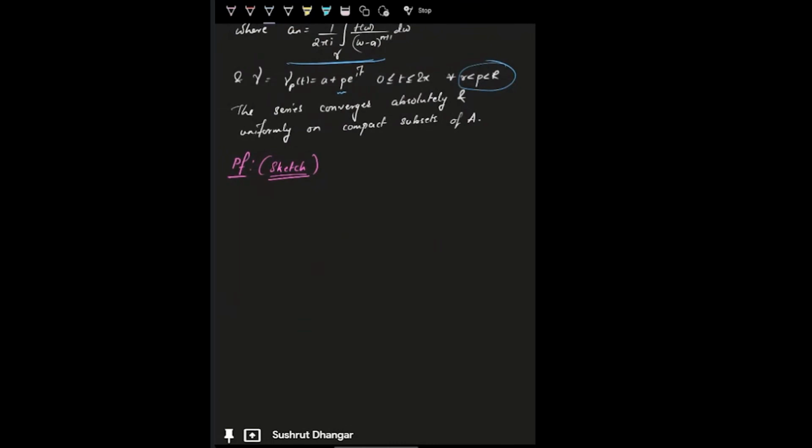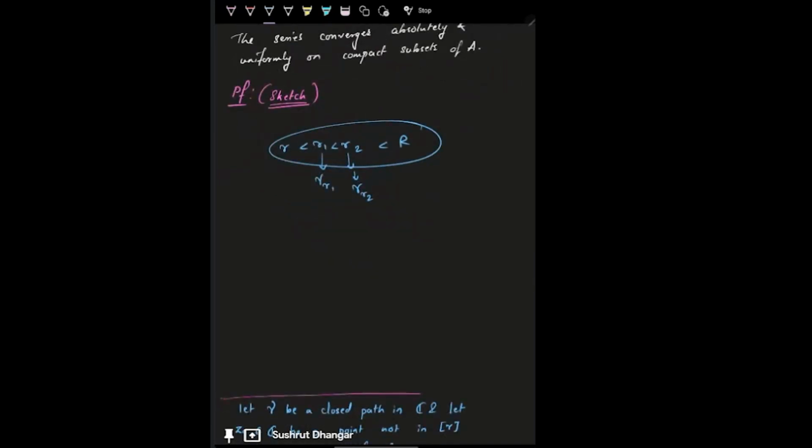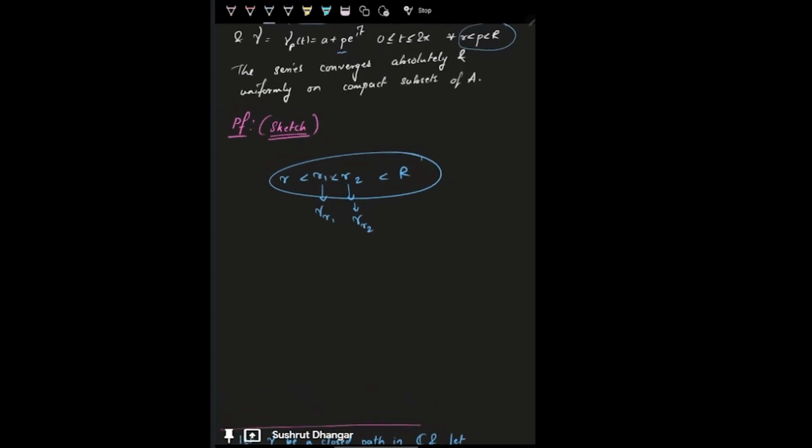Now let's consider some compact subsets of A. How do we consider compact subsets? I take R1 and R2 such that R1 and R2 lie between small r and capital R. So such will be our construction, and R1 and R2 will correspond to the circular paths gamma R1 and gamma R2 centered at point A. So this annular region will be a compact subset.